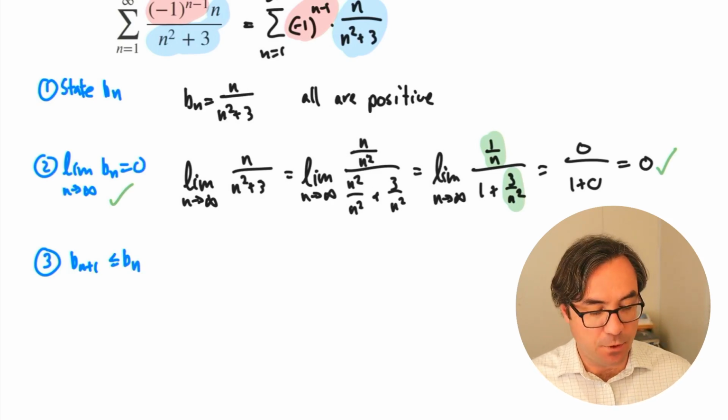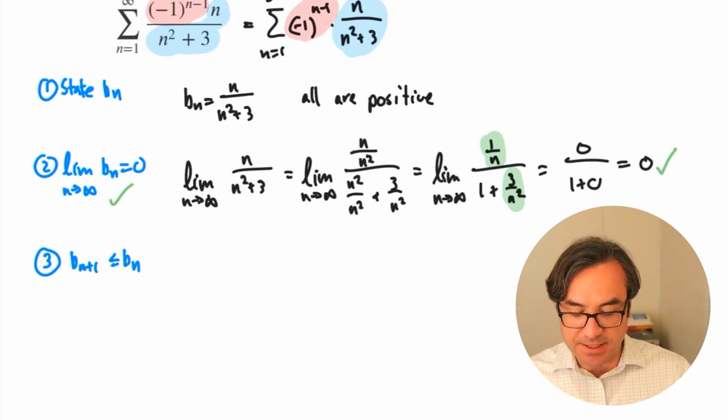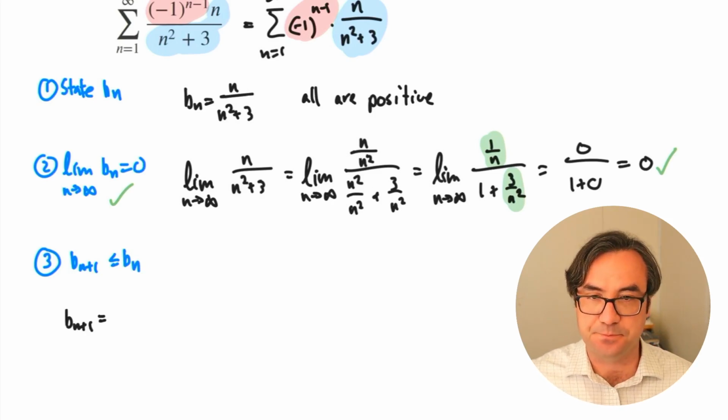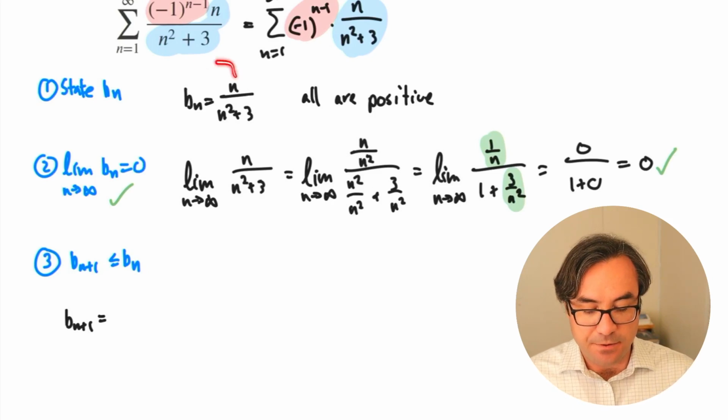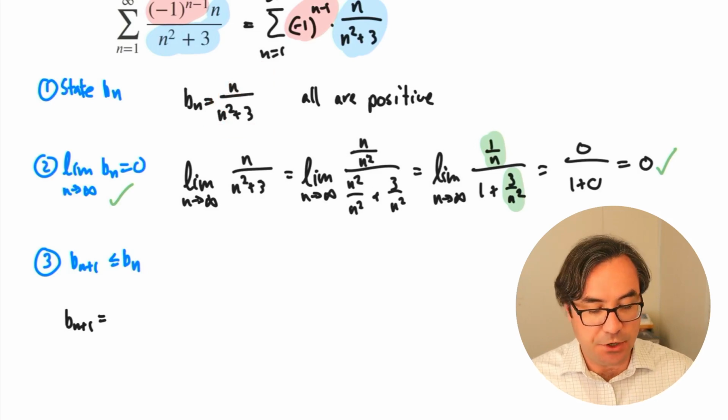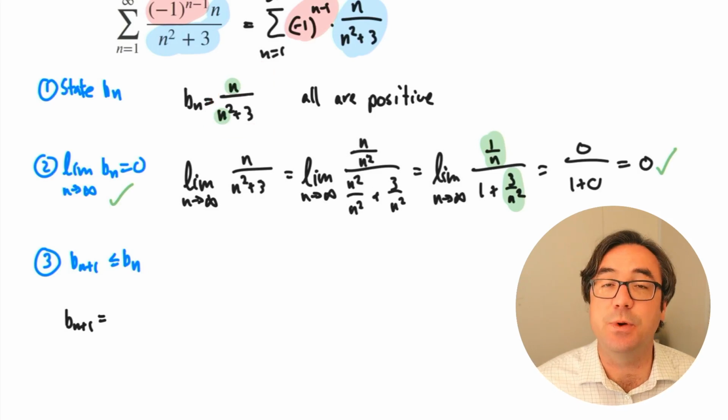All right, so before we prove the inequality, it's helpful to first write out what is Bn plus 1. So this is Bn, where we have this formula and we've plugged in just n. So what we're going to do is swap out each of those n's with n plus 1.